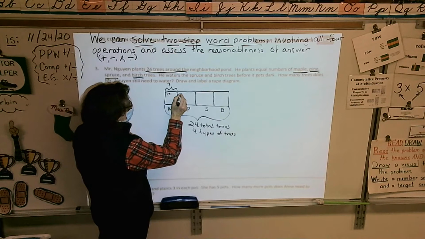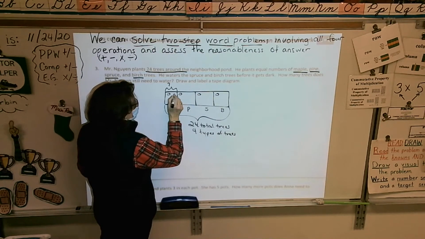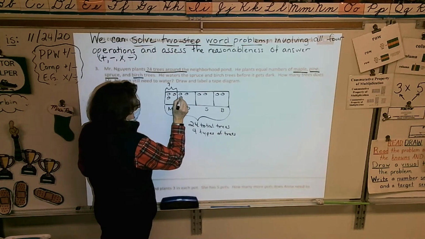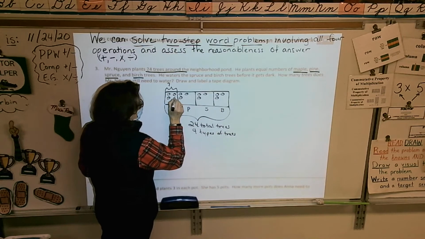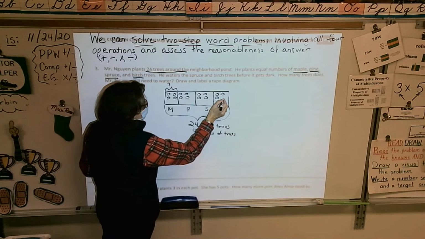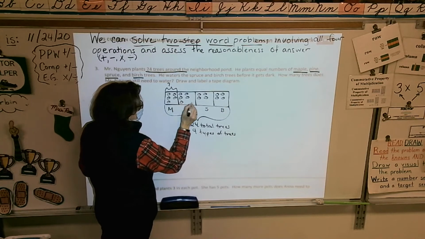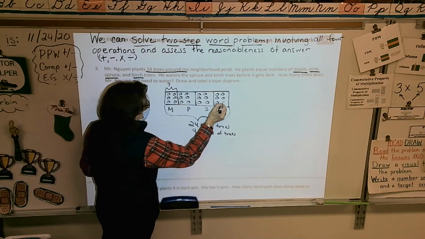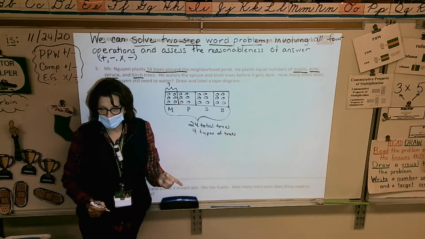1, 2, 3, 4, 5, 6, 7, 8, 9, 10, 11, 12, 13, 14, 15, 16, 17, 18, 19, 20, 21, 22, 23, 24. And I'm going to stop because I got to my total.